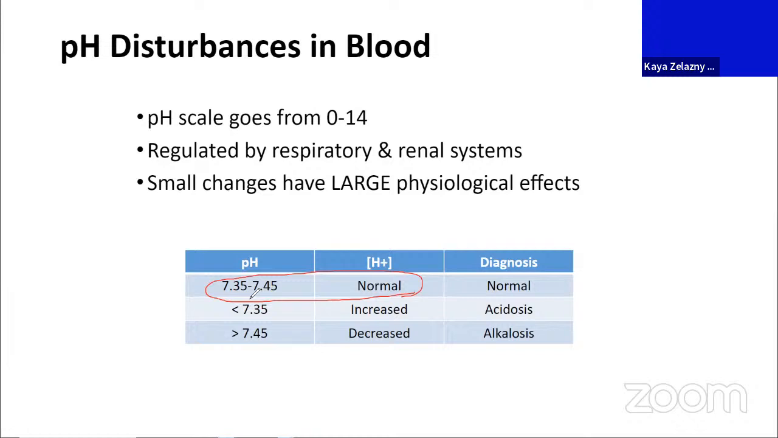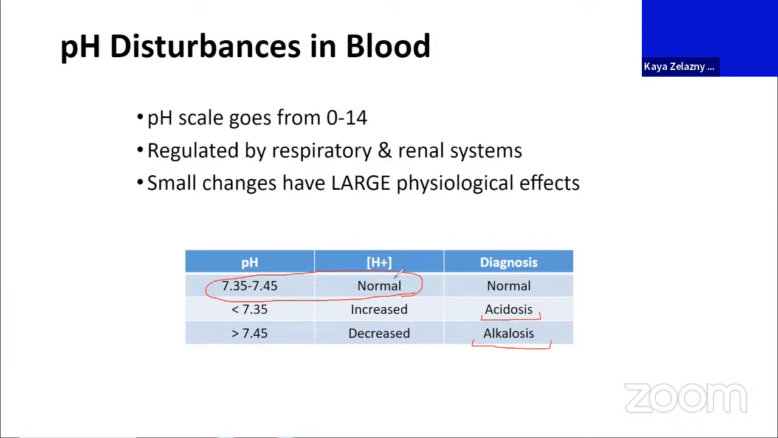Anything lower than this, right? We're not picking 7 directly in the middle like you might in a chemistry class. We're going to be relating this to the normal range for a human body. So anything below 7.35 is too acidic, right? That's acidosis. Anything too high is alkalosis, too high a pH.